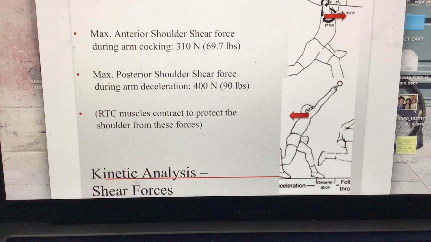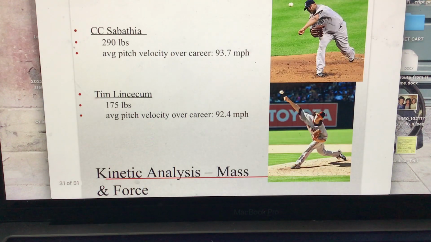I'm not going to ask you these numbers on a test, but look at how many, and this is also a way for you to see how the units, newtons and pounds of force. Remember, anytime we see force, are we thinking about kinetics? Look at the shear force on the shoulder. Look at the shear force on the shoulder during deceleration, 90 pounds on average. That's a lot for the shoulder, which has a relatively small socket, doesn't it? The glenoid cavity is pretty small.